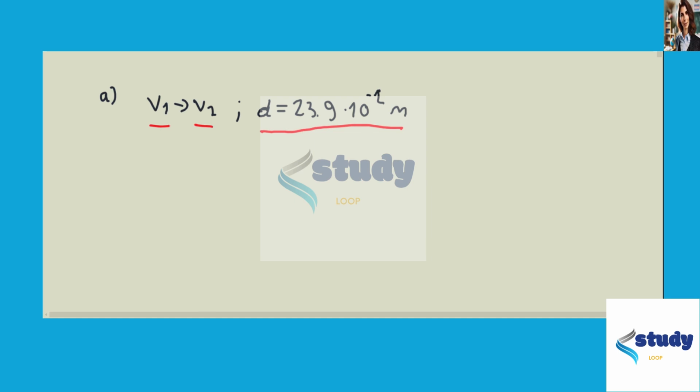So for part A of this problem, we need to evaluate the maximum temperature T2, and this is the temperature after the compression. We know that when there is an adiabatic compression, the temperature will change due to the change of the volume. And we can use the textbook formula that says that T1 times V1 to the power gamma minus 1 is going to be equal to T2 V2 to the power gamma minus 1.